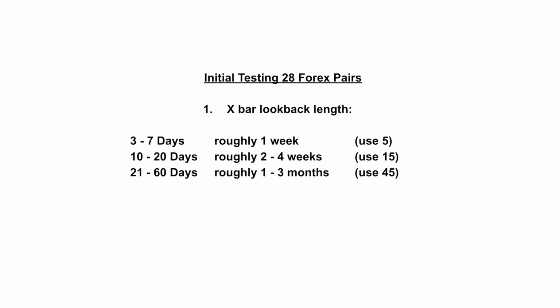I know 45 days isn't in the middle of 21 to 60, it's roughly in the middle, and it's a multiple of 3. So we started off with 5, multiply that by 3 is 15, multiply that by 3, and that gives us our 45 days. That's why I've chosen these 3 initial lengths to test.